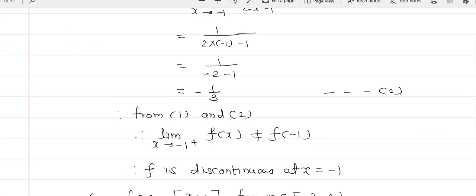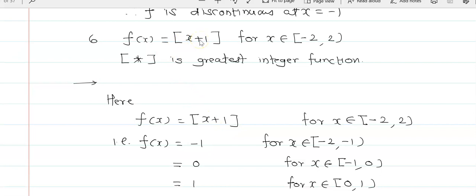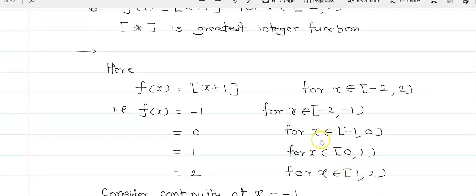Now see this again here. f(x) equals the greatest integer function of (x plus 1), x belongs to the closed interval [-2, 2). It's a greatest integer function f of x. This function has f(x) equals -1. How does this -1 come? Put x equals -2 here, then -2 plus 1 is -1. For the next, we take the intervals -1 to 0, 0 to 1, 1 to 2 like this.